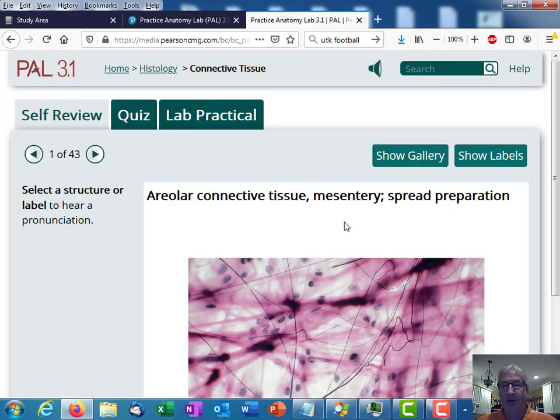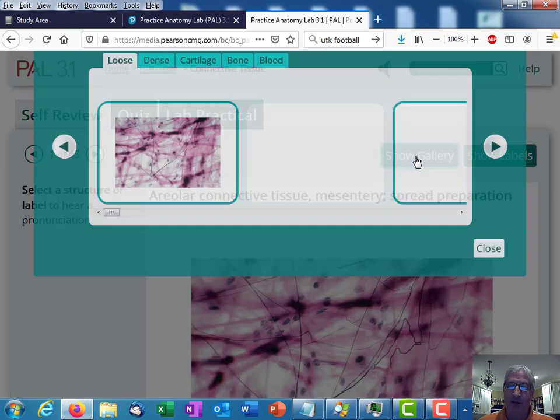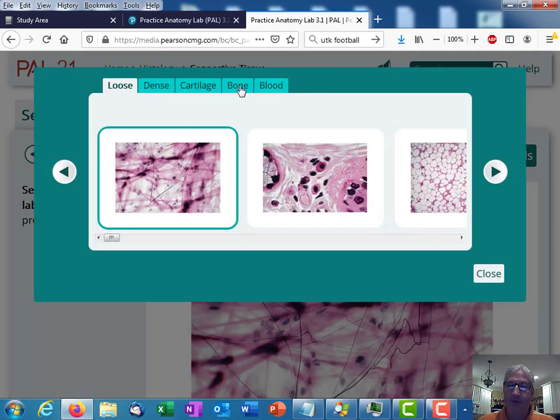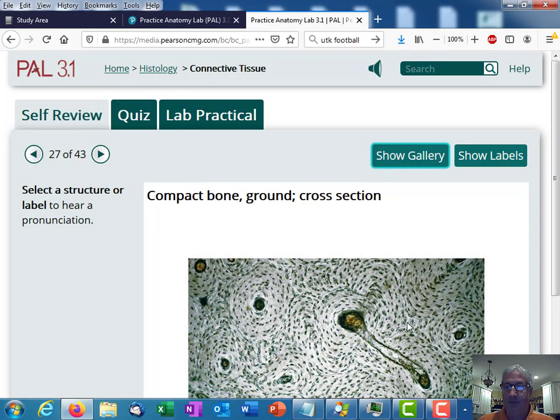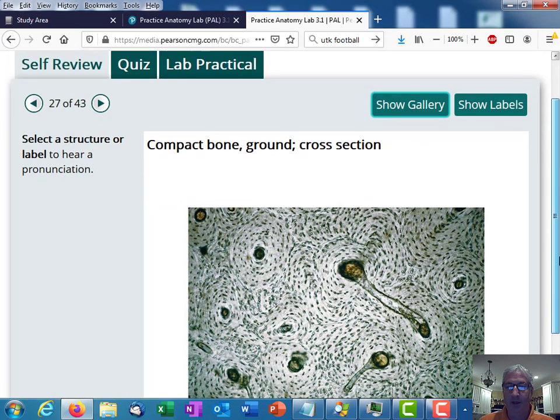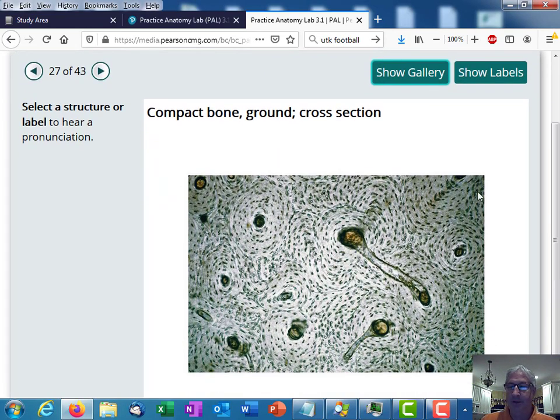This has all the connective tissues, starting with areolar. You can go to Show Gallery, and from loose connective, click the tab for bone. We're going to start with this slide here. Click that and it brings us into the bigger window. I just want to show you these three, four, five slides. So this is compact bone.